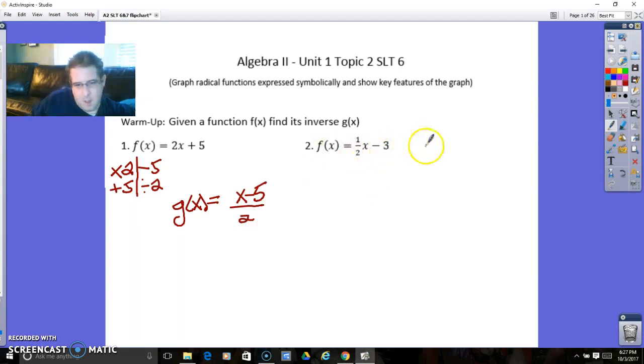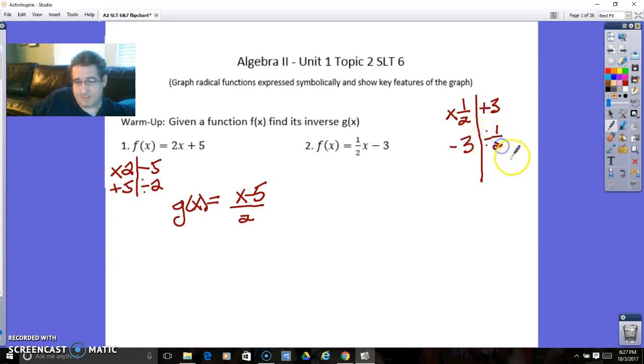So there's your answer. All right, over here we've got times a half first, and then subtract 3 second, using the order of operations. So the inverse relation would be plus 3 first, and then divide by a half.